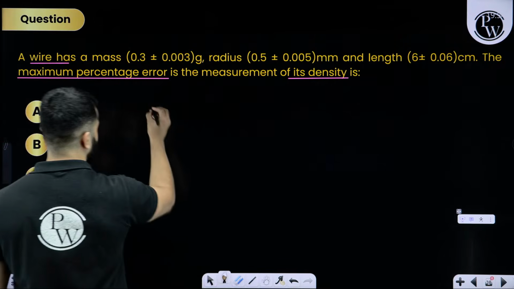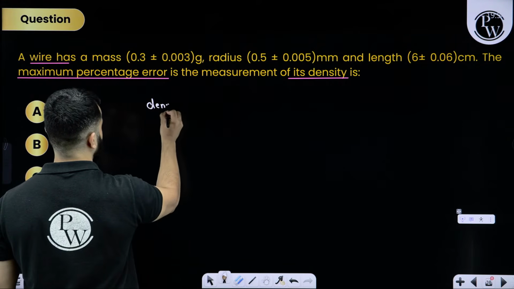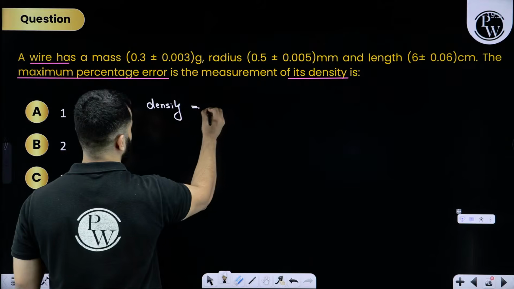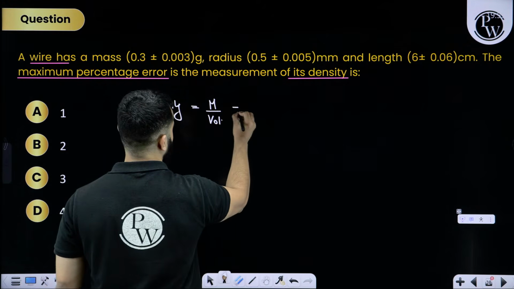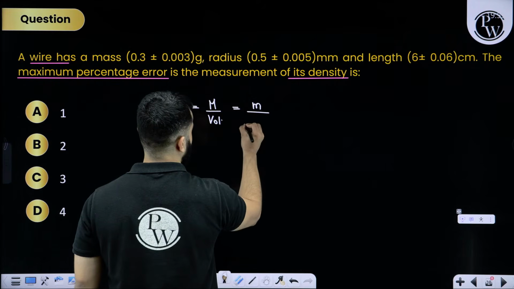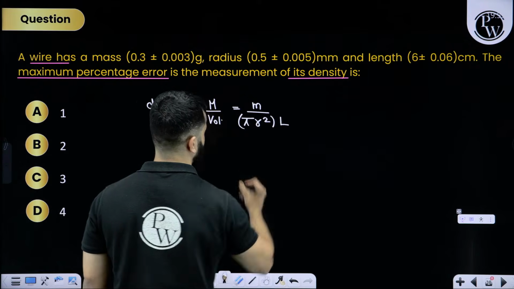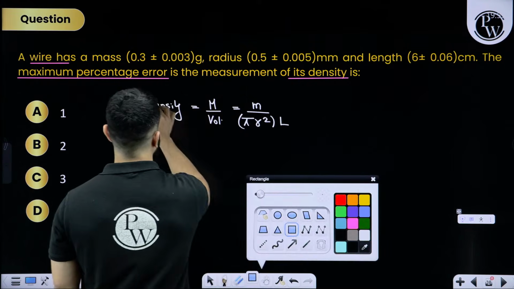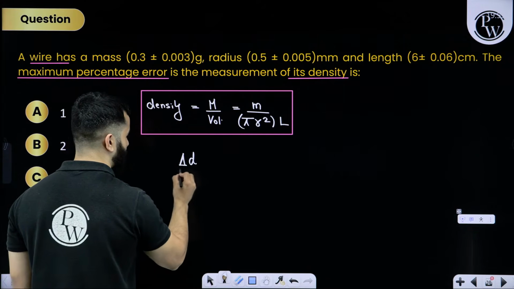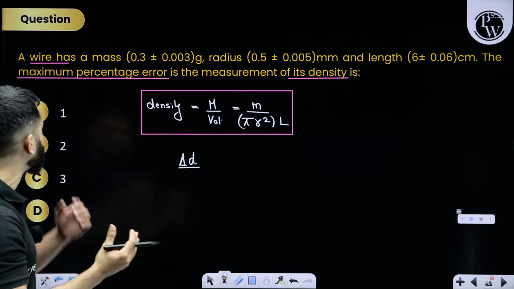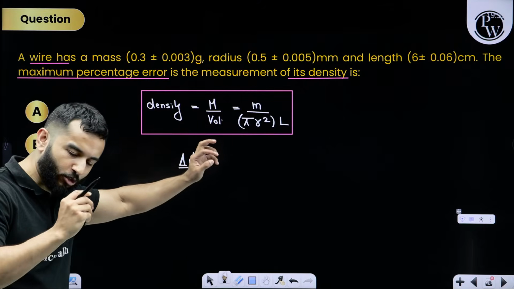Density of a wire is written by mass divided by volume, which means mass divided by area multiplied by the length of the wire. So let's suppose this is density, so the fractional error, we can also call it as fractional error. They are saying maximum percentage error. Percentage error can also be called fractional error.